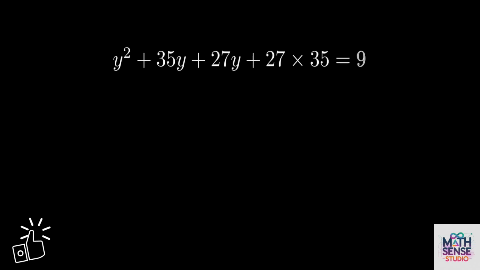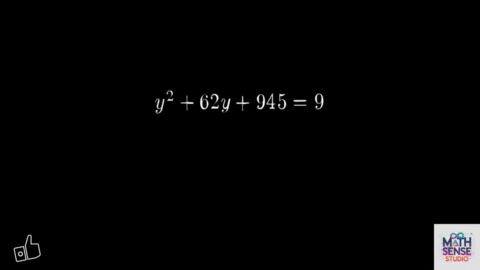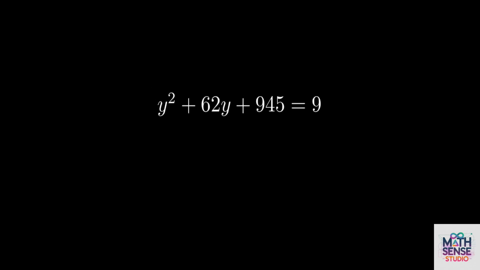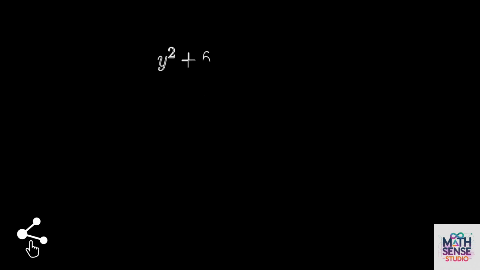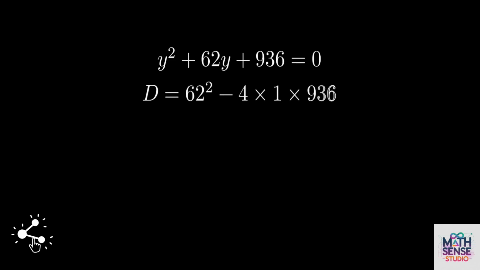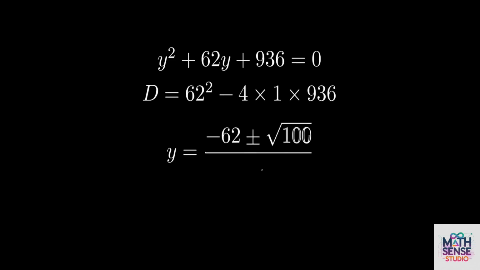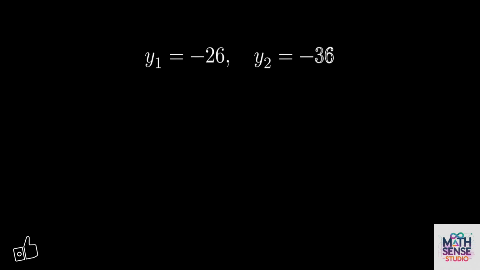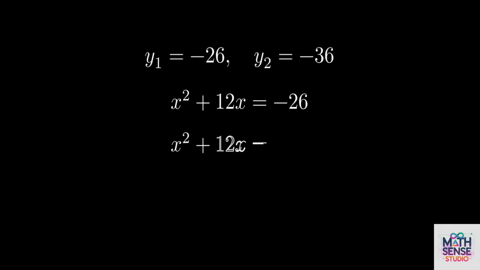So if we solve this expression for the value of y as a normal quadratic equation, we'll get the value of y as follows. So the determinant for this quadratic equation, and the solution for this equation is y equals minus 26 and y equals minus 36.